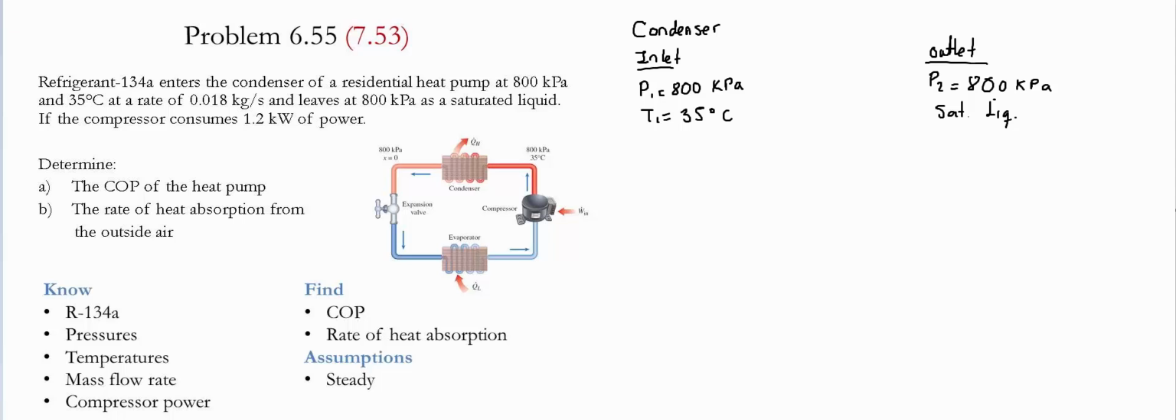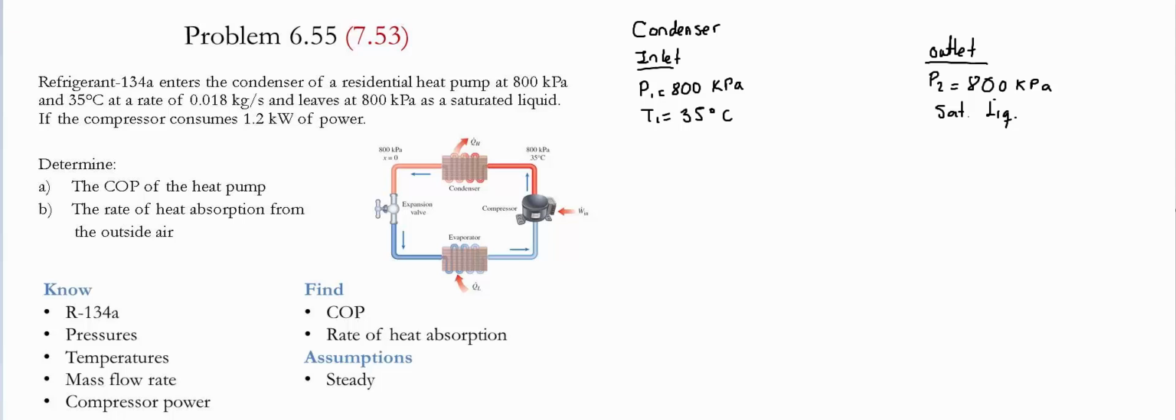The first part that we need to evaluate in this heat pump is what happens in the condenser, where we could find out what is the amount of heat rate that is being rejected. In order to do that, we need to find the conditions at the inlet and at the outlet of the condenser. We need to find the values of enthalpy at both points. Let's just start with the inlet. We know that the pressure is equal to 800 kilopascals and the temperature is equal to 35 Celsius.